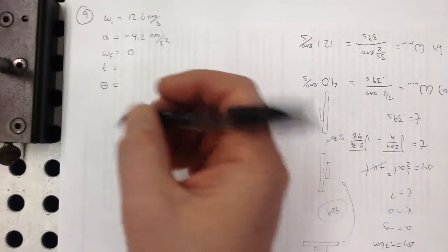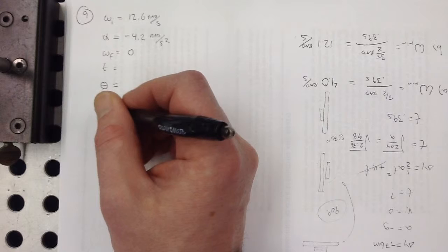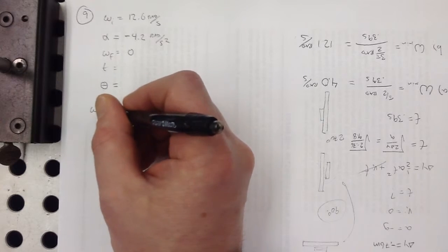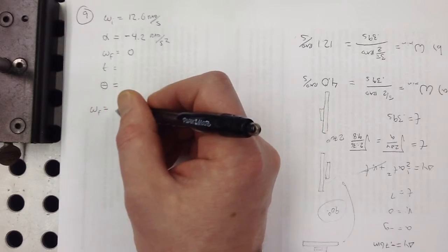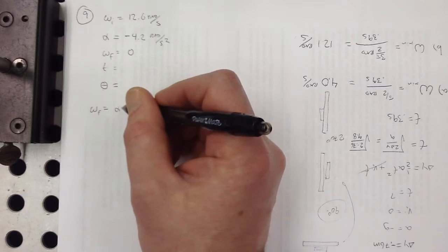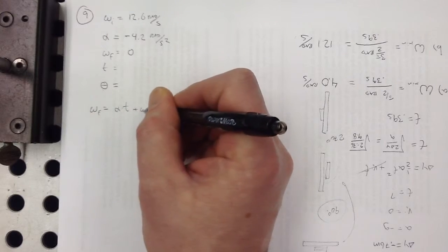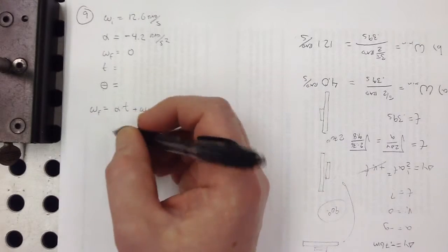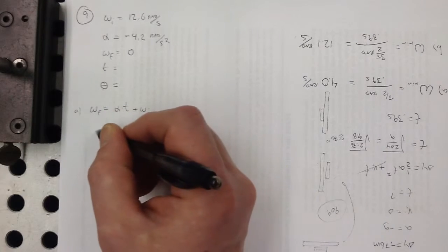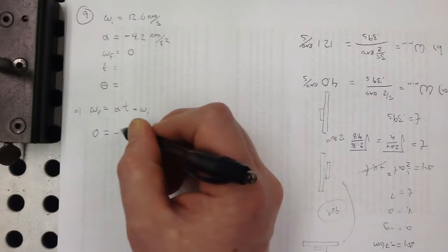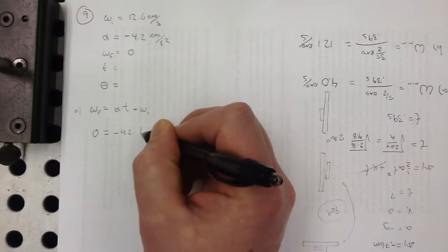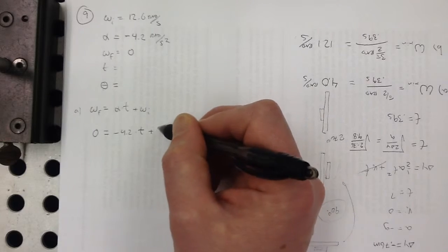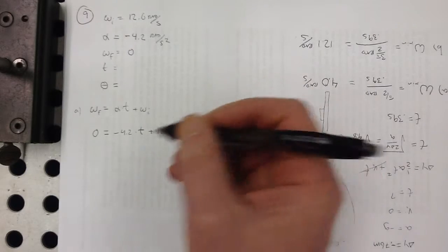So let's do that first. The first one is just the equation, final velocity is equal to acceleration times time plus initial velocity. So that's for part A. 0 is equal to negative 4.2 times time plus 12.6, and that's 3 seconds.